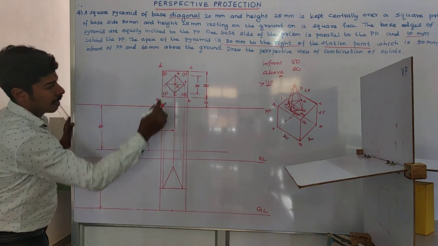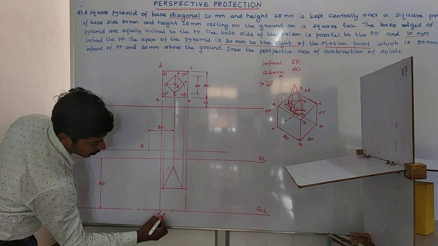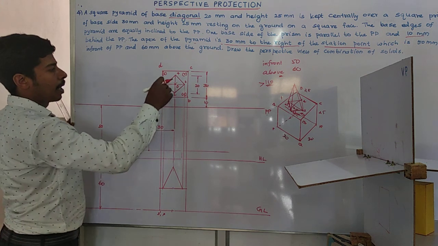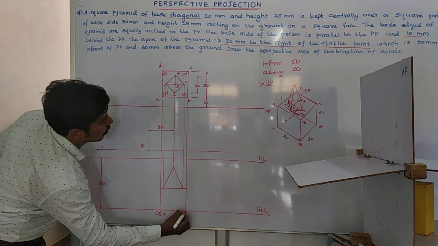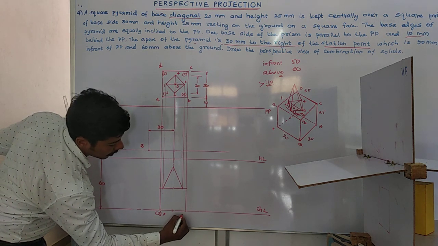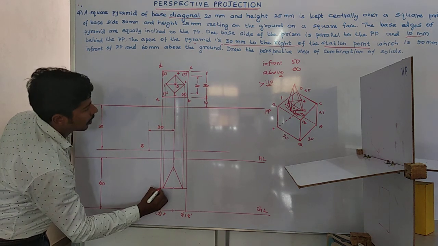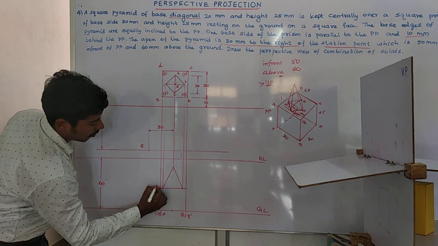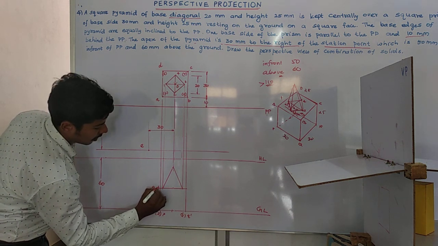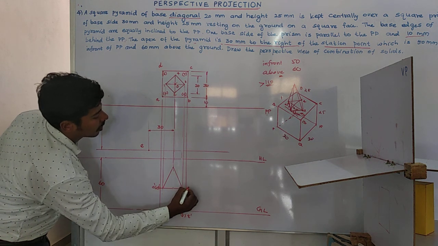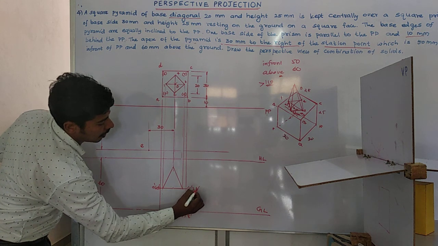So bottom means S and P, S dash and P dash. Picking from the front, P is visible, S is hidden. This point is R and Q: R dash is hidden, Q dash. And here also A comma D, A dash comma D dash. So this point is C dash comma B dash.